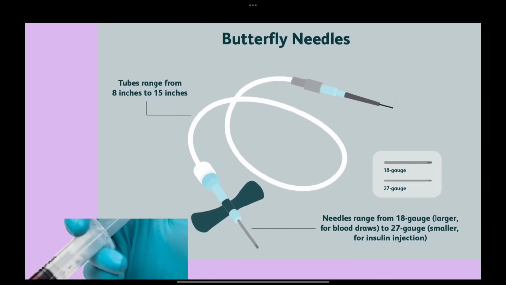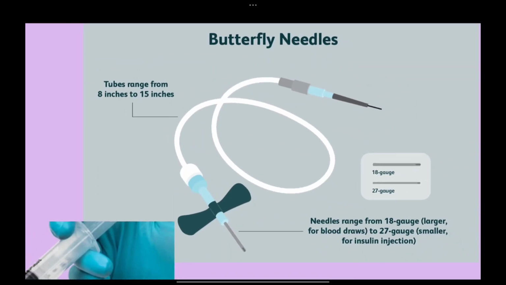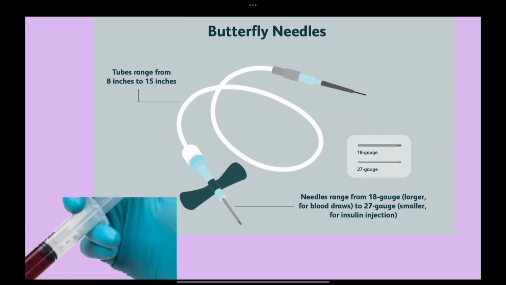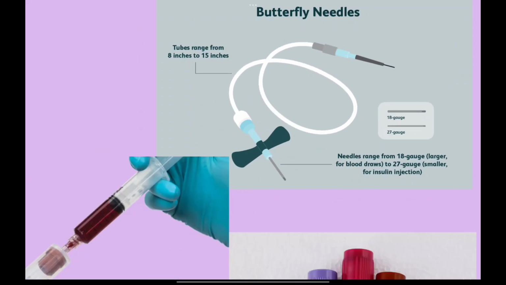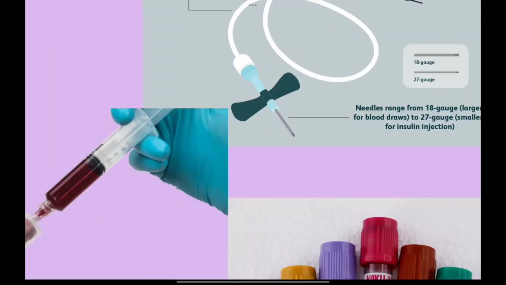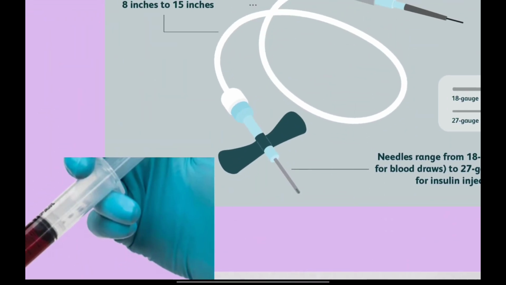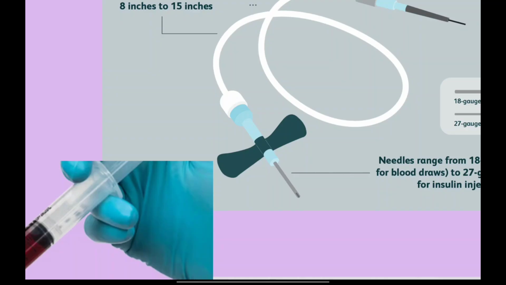The butterfly needle is connected to the tubes. This tube can be put into the vacutainer and the blood can be collected at this end. This is the region where the vein is being pricked.